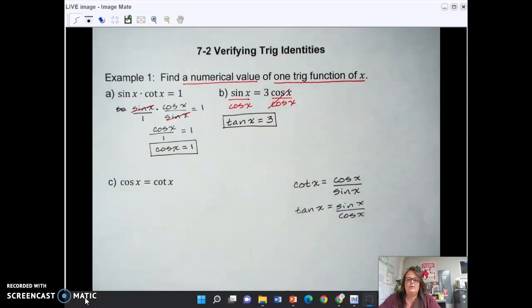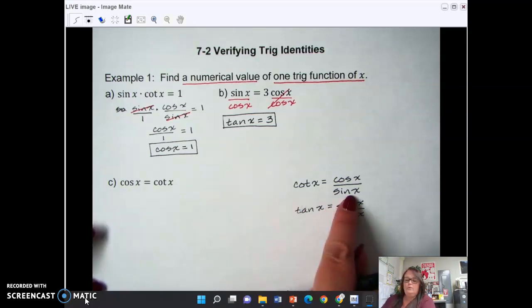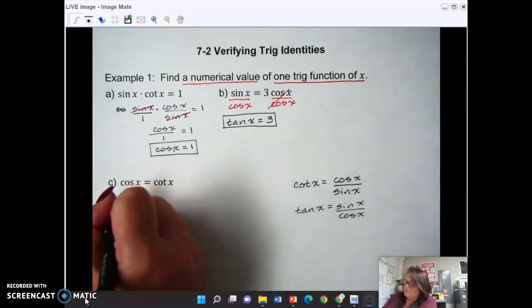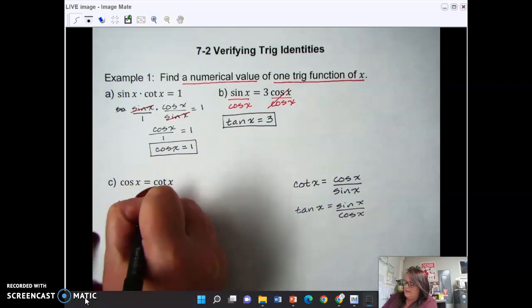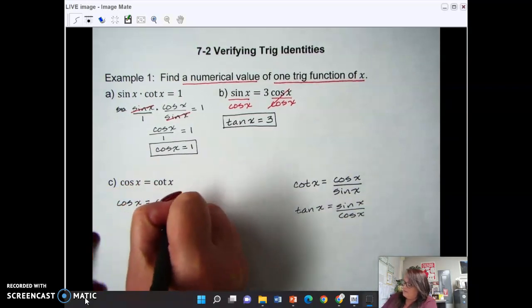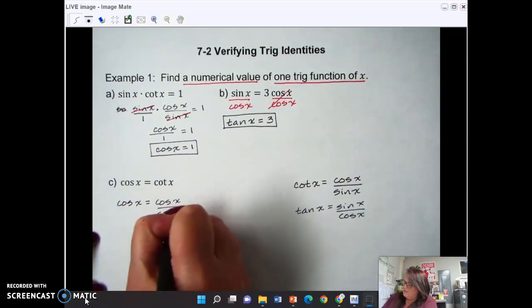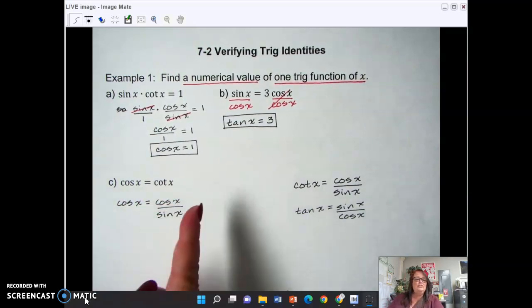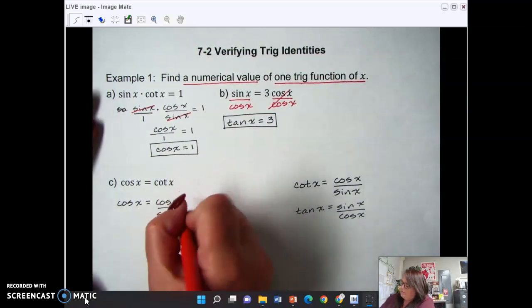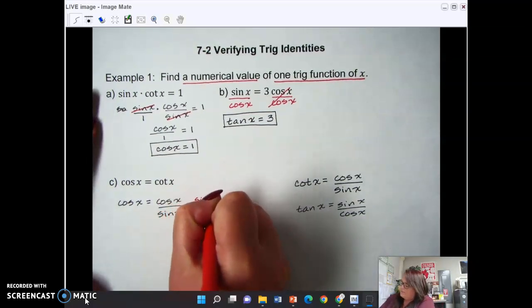So go ahead and give C a try. So one method is you could divide by cotangent of x. Another is you could divide by cosine of x. But I'm going to do the one that's the easiest to see on the board. So I'm going to say that I know that cotangent of x is cosine of x over sine of x. So I'm just going to replace that right now. So we've got cosine of x over sine of x on this side. And then to move that to the other side, I'm going to multiply both sides by its reciprocal.